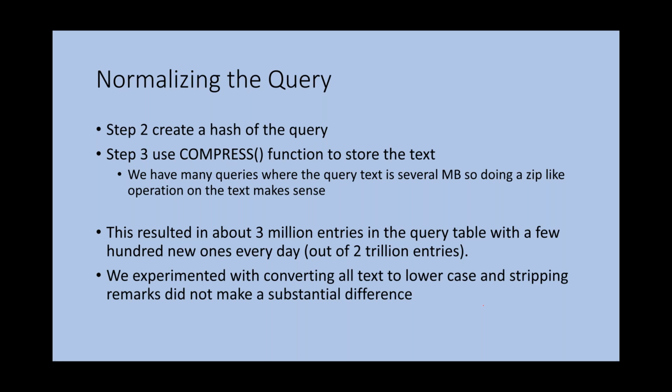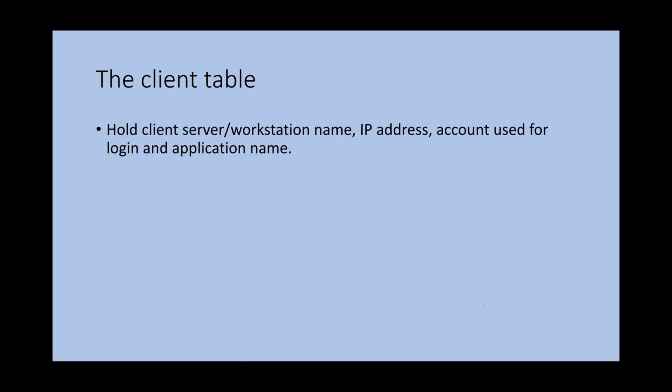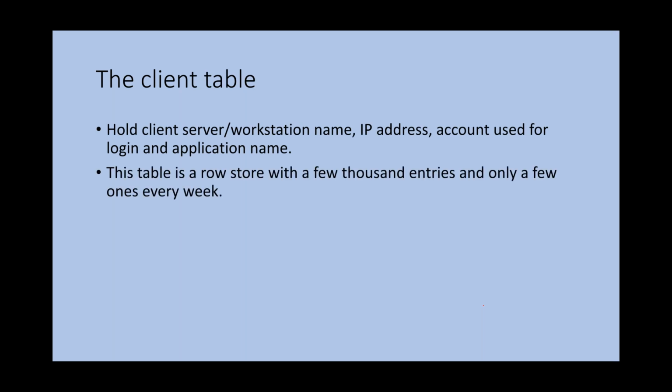And we did also try to convert everything to lowercase. That did not make much of a difference. So we created another table for the client information, which holds basically the server workstation IP address information in one table, and then gets referenced into the Columnstore.